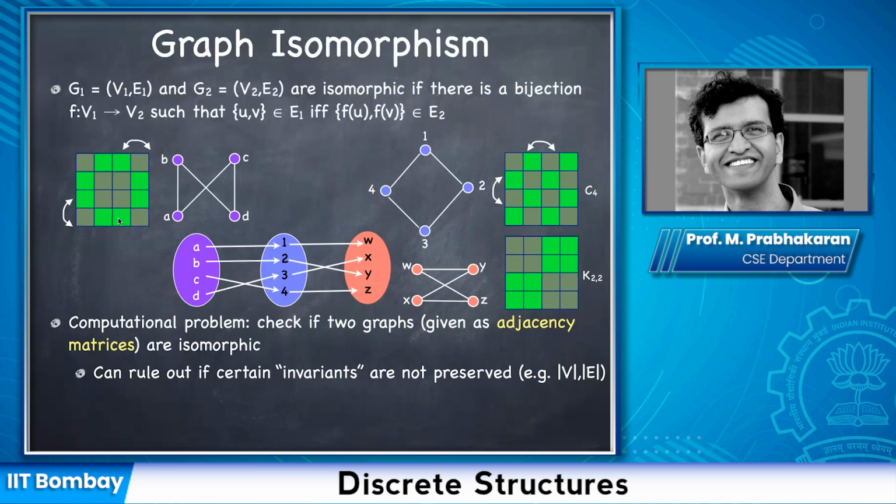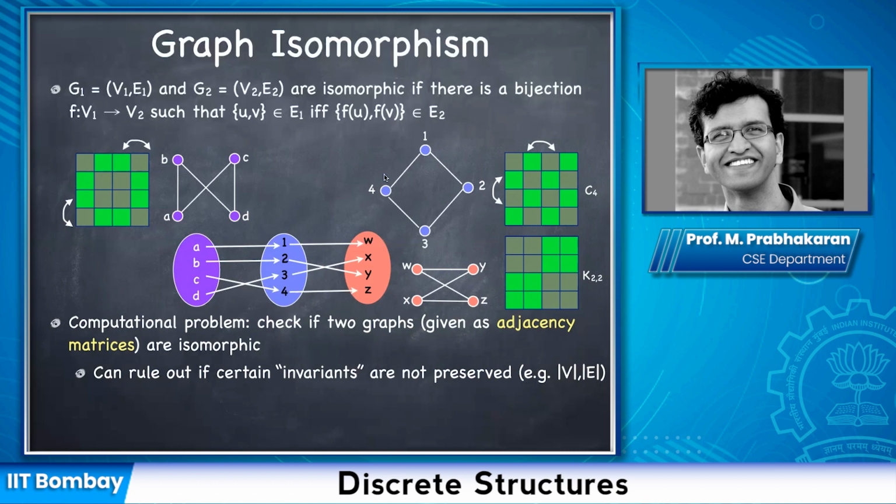So sometimes it's very easy to check, right? You can see that if they have to be isomorphic, then they should have the same vertex set size, because there has to be an isomorphism, a bijection. And similarly, they should have the same edge set size, because there's a bijection between edges in E1 and edges in E2. So clearly, if the edge set sizes or the vertex set sizes are different, then they're not isomorphic.